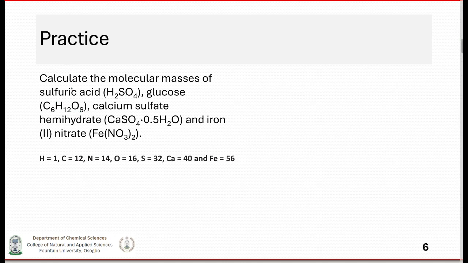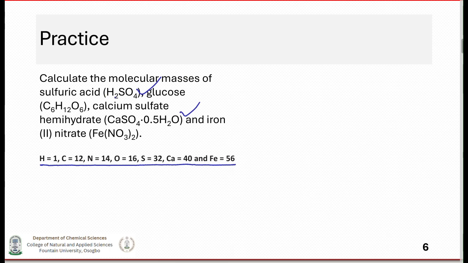You must have done this in your secondary school time as well, most of you. So we just want to calculate the molecular masses of all the formulas. I will calculate for two of them: sulfuric acid and calcium sulfate hemihydrate. For sulfuric acid, of course, we were given all the atomic masses of each element here.